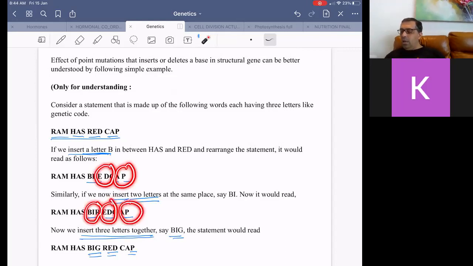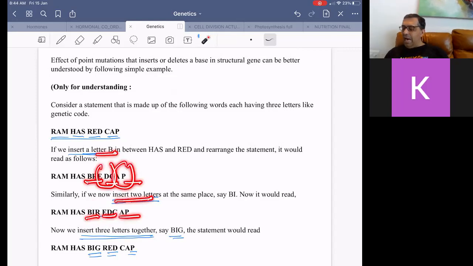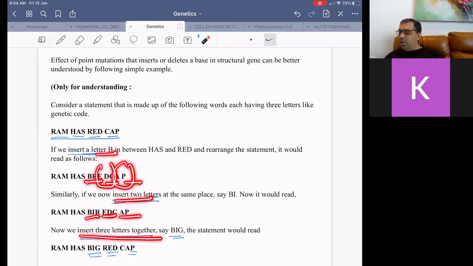BIR EDC AP etc. So one letter was inserted and the sequence became BREDCAP. Now two letters inserted, it becomes BIREDCAPA something. And if we insert three letters, say BIG, then Ram has BIG will become a separate codon altogether, and RED CAP will remain the same.